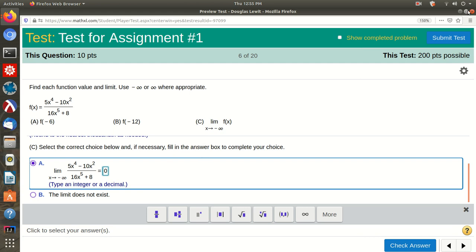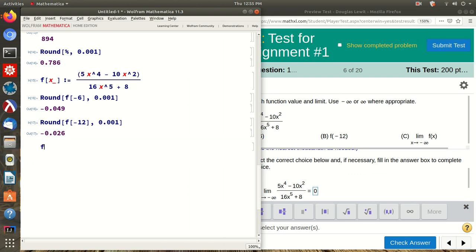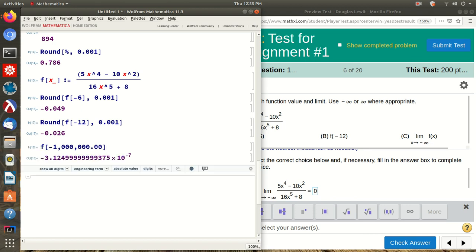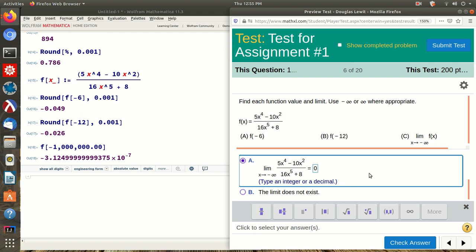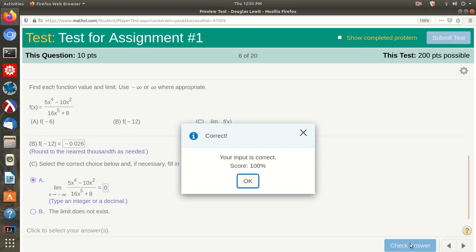And we can actually test that. Let's see, f of negative 1 million. That's a very small number. This is negative 3.125 times 10 to the power negative 7. That's a very small number. So the limit is going to be 0. Your input is correct, score 100%. Terrific.